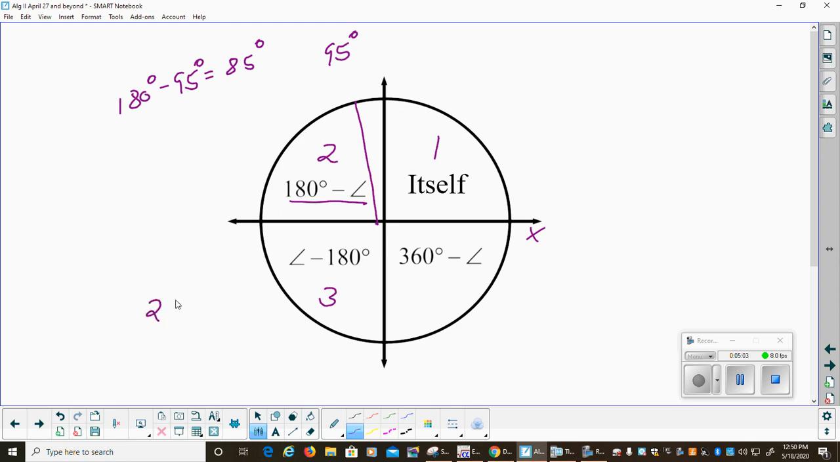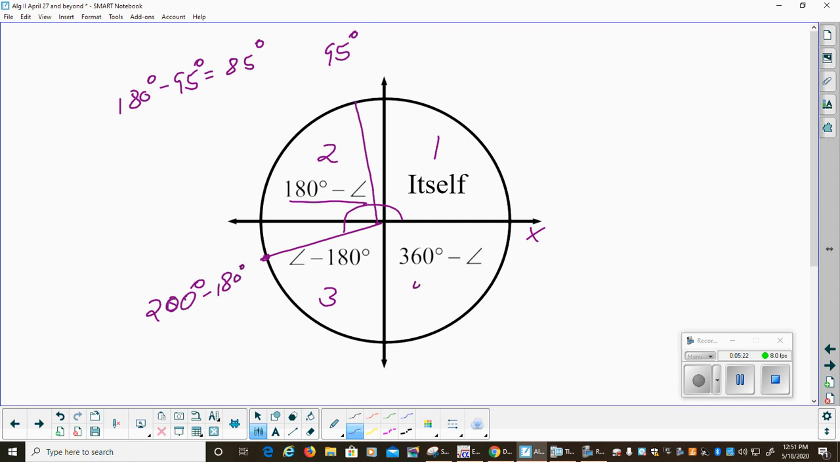When you're in the third quadrant, because this was second, let's say you're sitting at 200 degrees. So you're sitting right about here. This is the angle that you rotated, right there. How far are you from the x-axis? The angle minus 180, so 20 degrees.